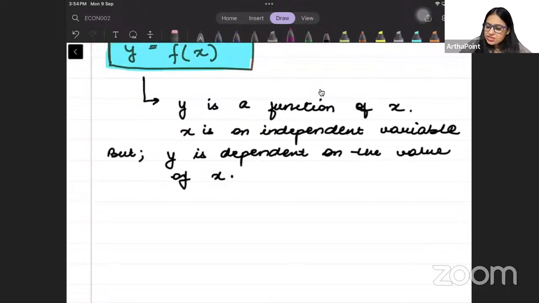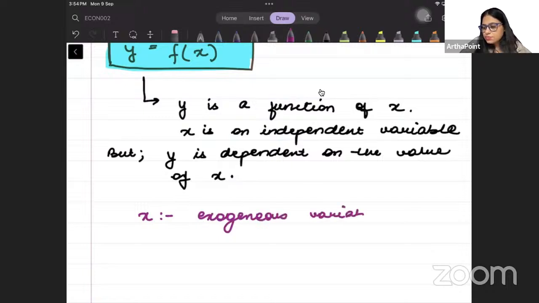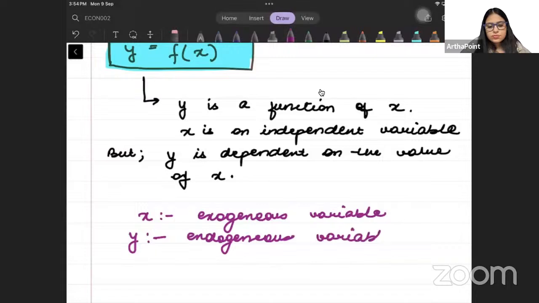Beta, X can also be called an exogenous variable. And Y can be called an endogenous variable. ठीक है?